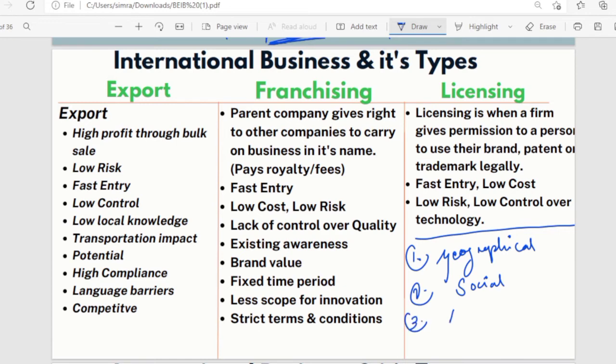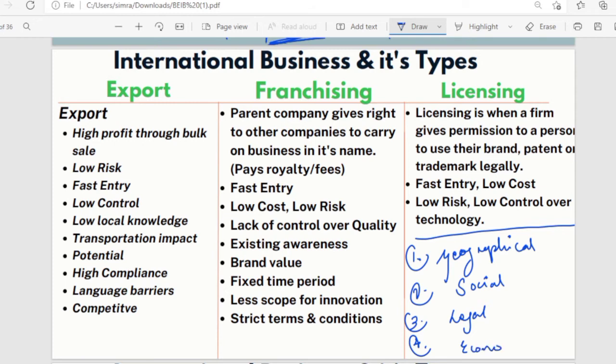Next would be the legal factors. Legal factors means the legal policies. What are the laws? Different countries have different laws. Even when you are doing business in your own country, there are laws changing from state to state, right? As per the state, there are certain laws which need to be followed by that particular state only. So similarly, there are different legal policies, legal rules, law related provisions that we need to keep in mind before starting the business internationally. And last factor will be economic factors.